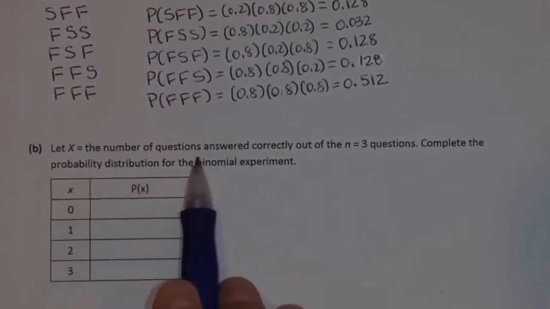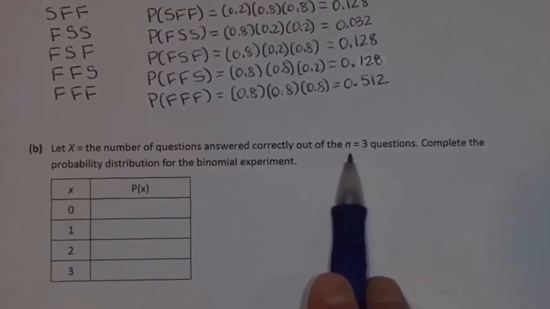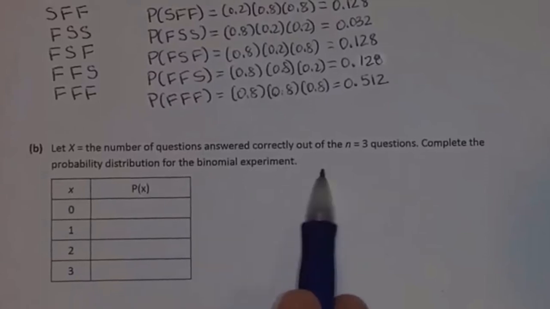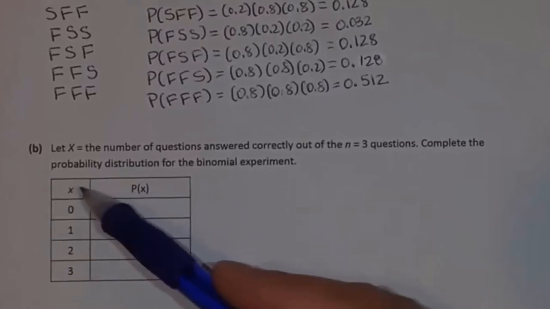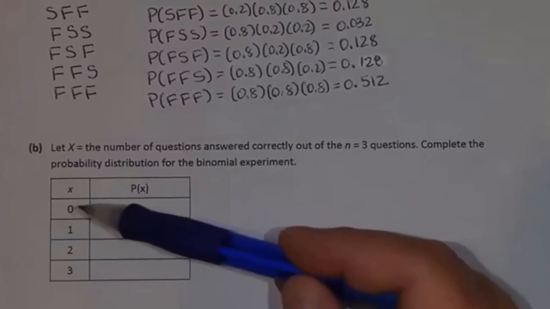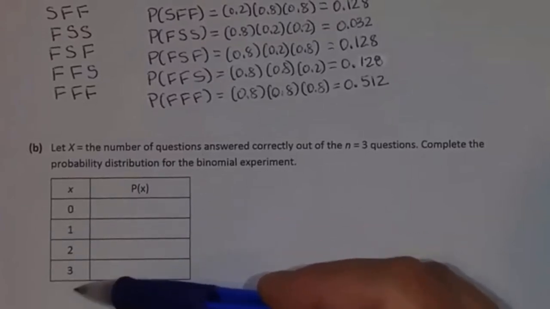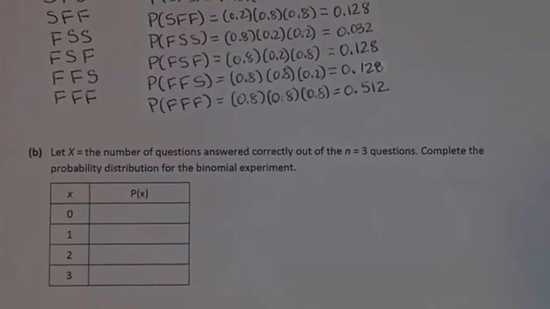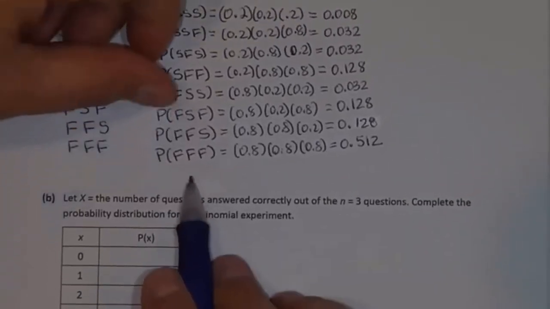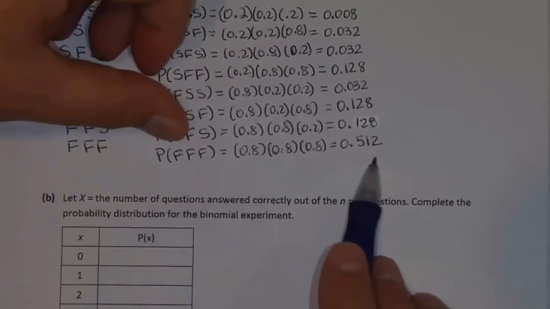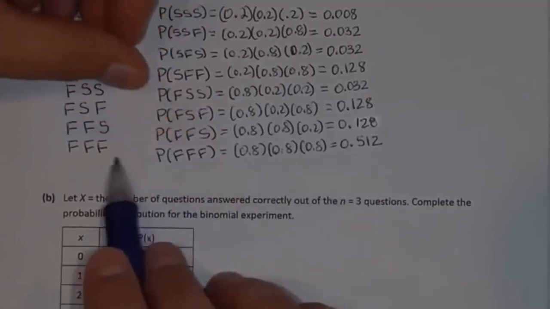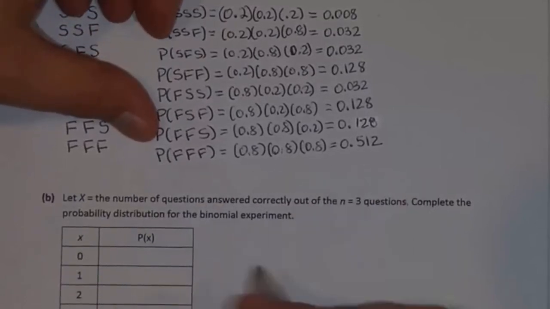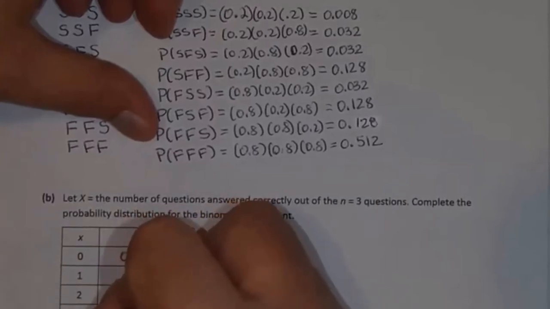Let X equal the number of questions answered correctly out of the 3 questions. Complete the probability distribution for the binomial experiment. So if I have 3 questions, then the number that you could possibly get correct would be none of them, 1 of them, 2 of them, or all 3 of them. And I want to calculate the probability of each of those outcomes. Now, the probability of getting none correct, the only way that can happen is this false, false, false scenario. This is getting none correct, 0 successes. And so that probability right there is 0.512.